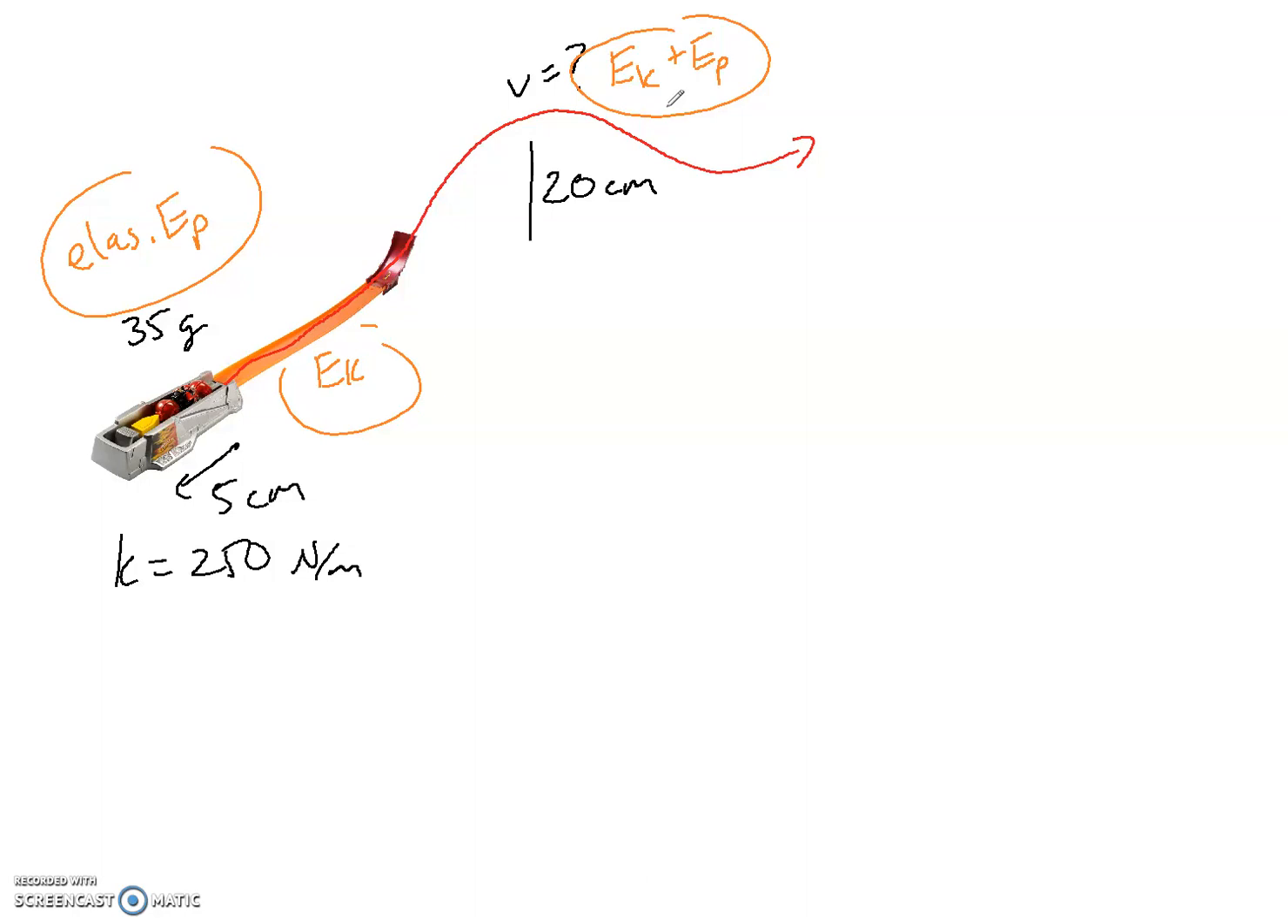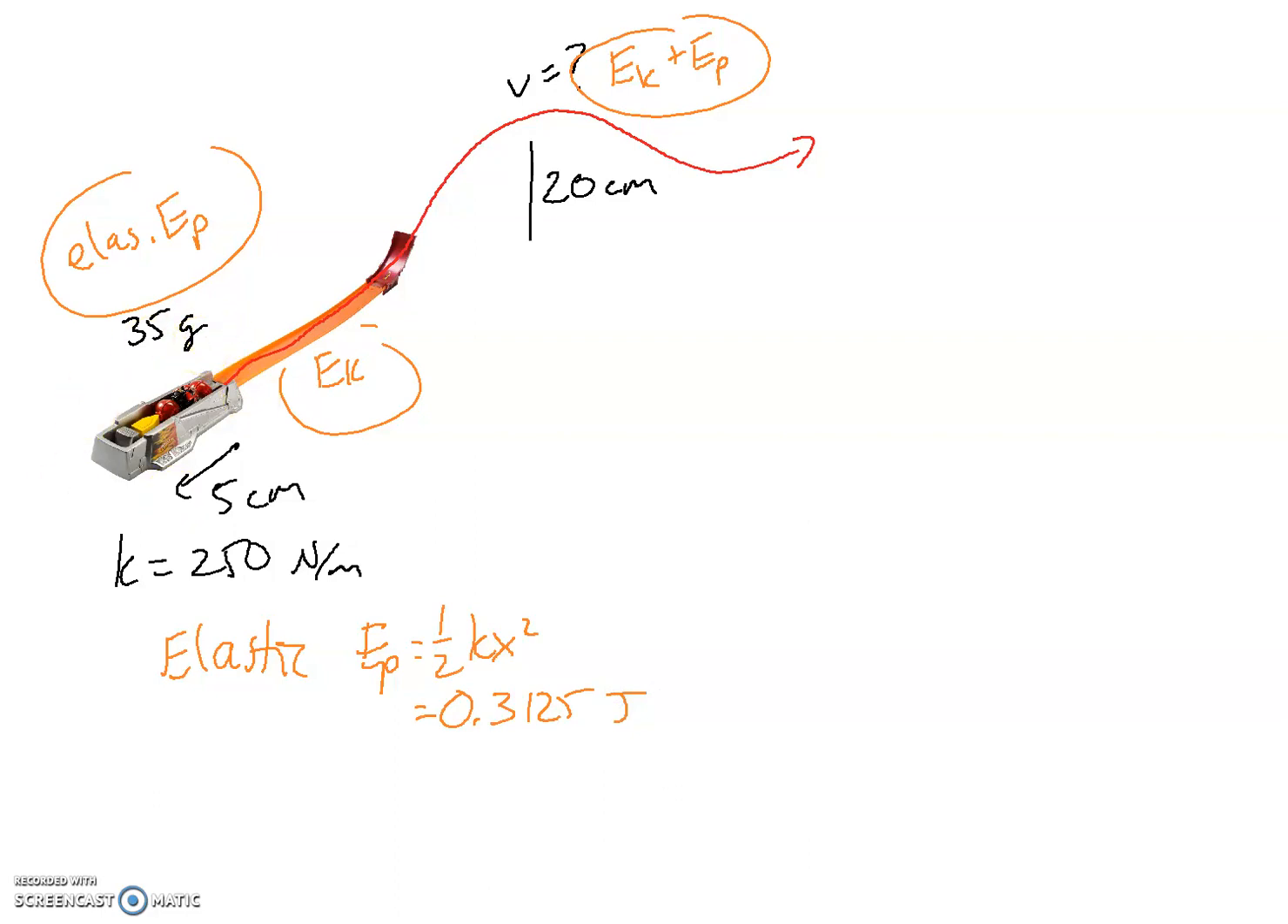Now the only place I can find the total energy is in the elastic, so I'm just going to start with that. If I find my elastic potential energy at the very beginning, that's my 1/2 kx squared expression. I've got my 1/2, I've got my K value of 250, and then I've got my 5 centimeters. Don't forget to change that to meters, and don't forget to square it. We've got 0.3125 joules of elastic energy inside the little launcher.